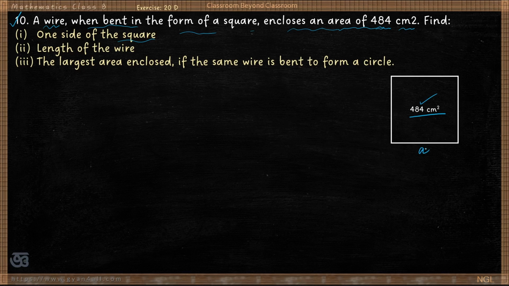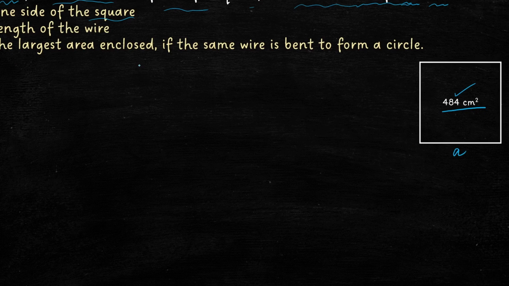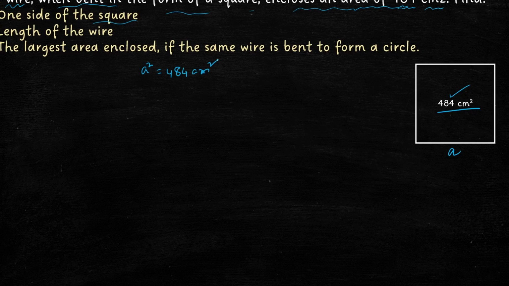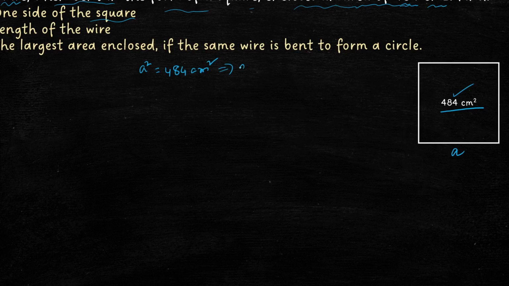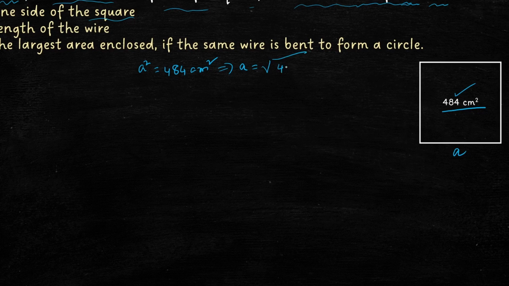If a is the side of the square, then area a square is given 484 centimeter square. So therefore, if you take the square root, a is equal to square root of 484 centimeter square, and that is equal to 22 centimeter. So one side of the square is 22 centimeter. This is number one. Now we have to find the length of the wire.